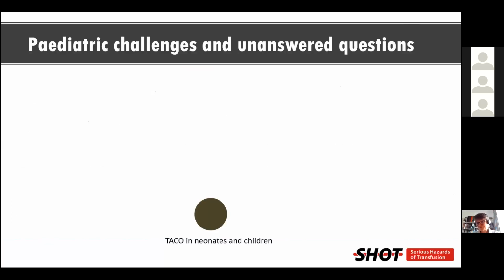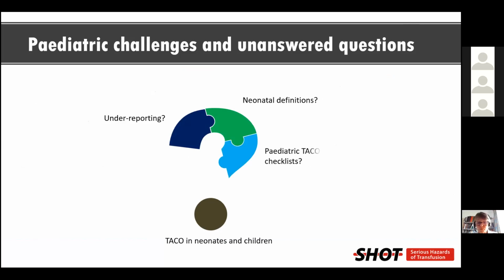So there are particular challenges and unanswered questions in paediatrics. Certainly there are complex patients in many cases, and the symptoms of the underlying disorder may be difficult to distinguish from TACO. There may be underreporting. As I say, we see a different proportion of paediatric versus adult cases, although without good denominator data, we can't be sure whether this is simply due to a relatively higher proportion of errors that are reported.